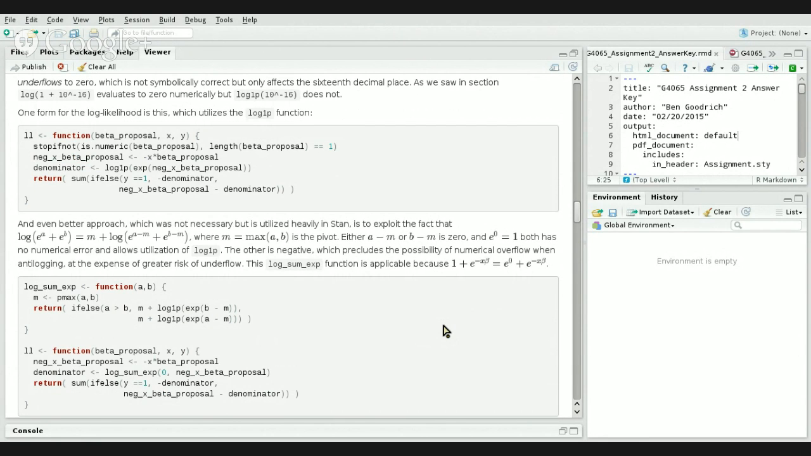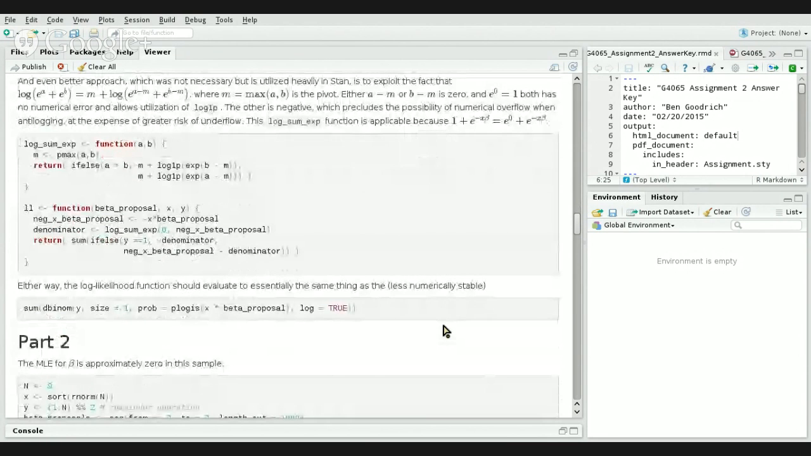Although we didn't talk about it last Friday and you didn't need to do it on the homework, there's an even better method that is used a lot in Stan and other good programs, which utilizes the fact that the log of the quantity e to the a plus e to the b can be expressed as m plus log of e to the a minus m plus e to the b minus m, that quantity, where m is the maximum of a and b.